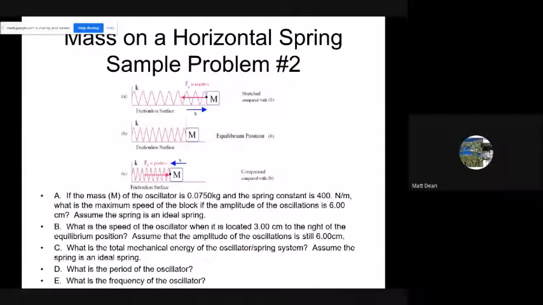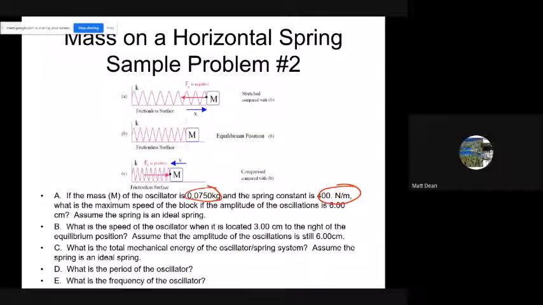All right, well, here's the second problem. Same kind of thing. So here we have another mass on a horizontal spring. Notice it gives us the mass is 0.0750 kilograms. Tells us the spring constant is 400 newtons per meter. And we want to know the maximum speed of the block if the amplitude is 6 centimeters. Assume the spring is an ideal spring. So we're saying we don't have any friction or anything like that.